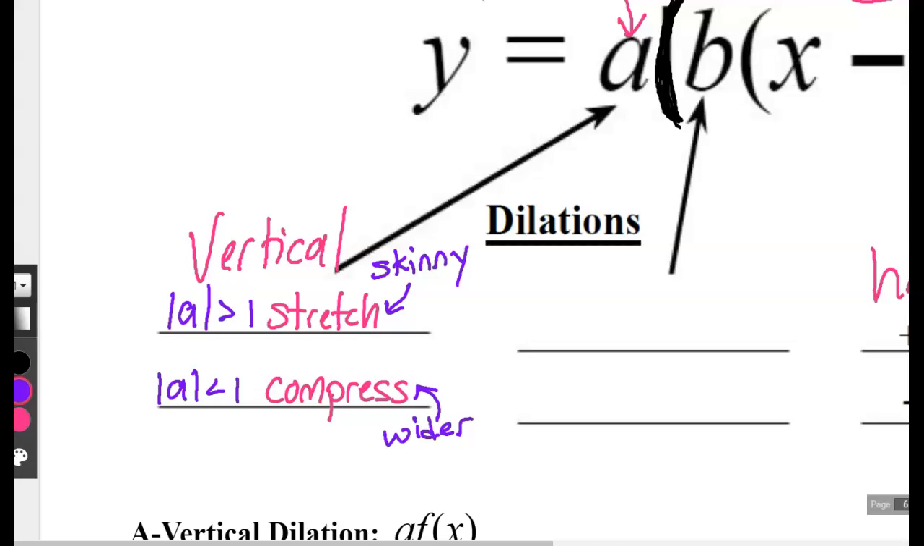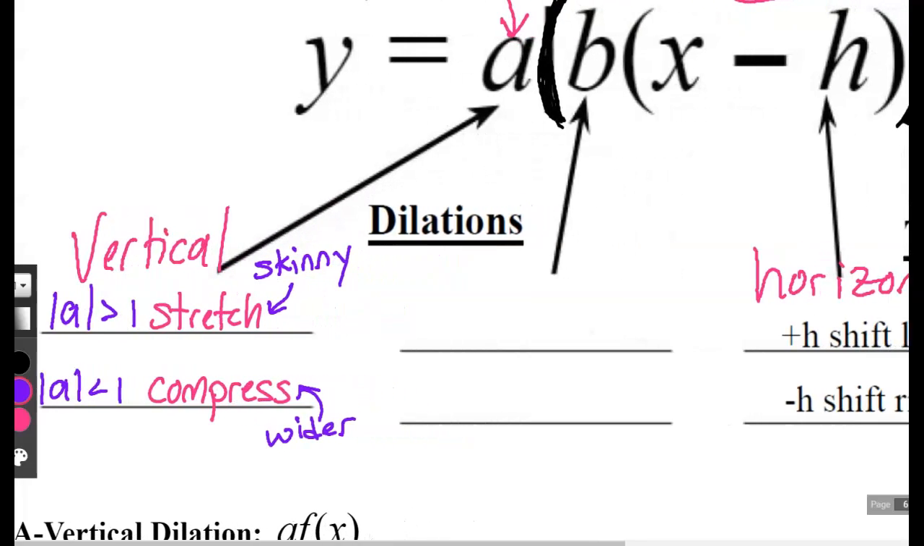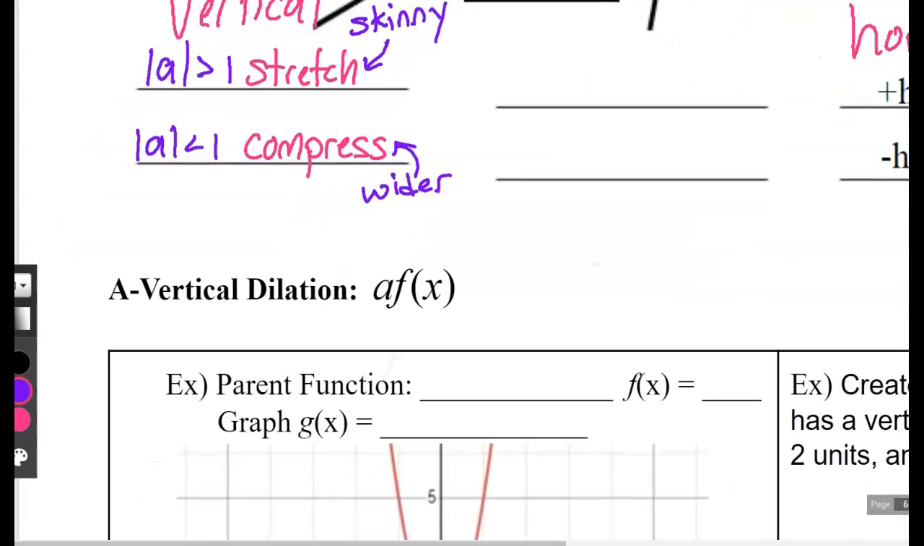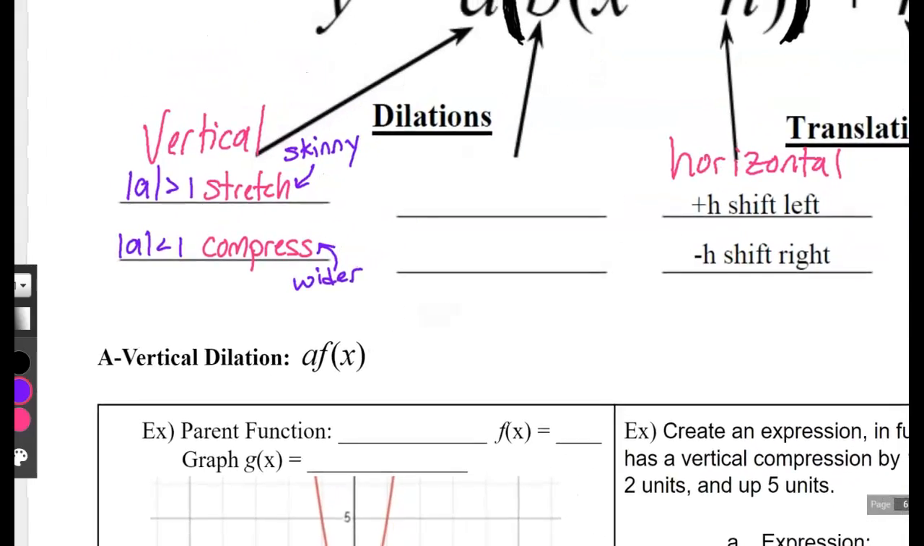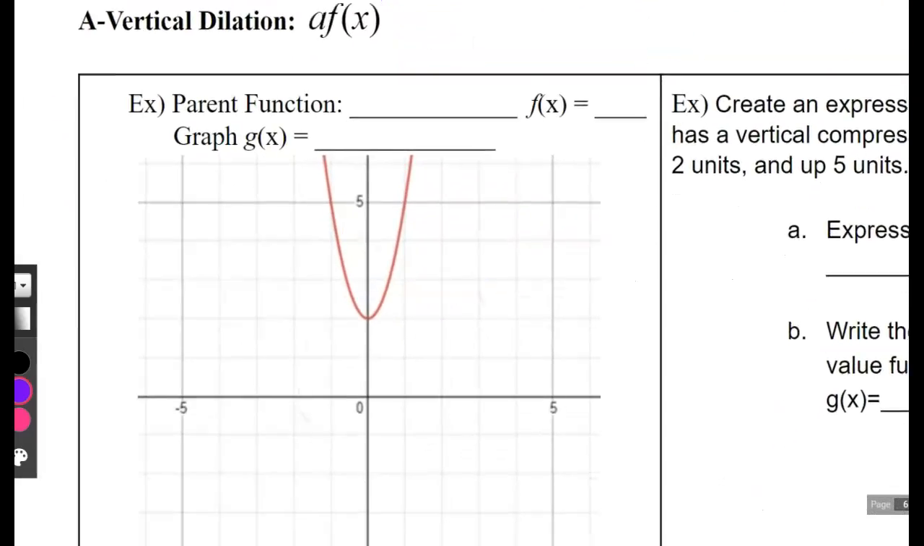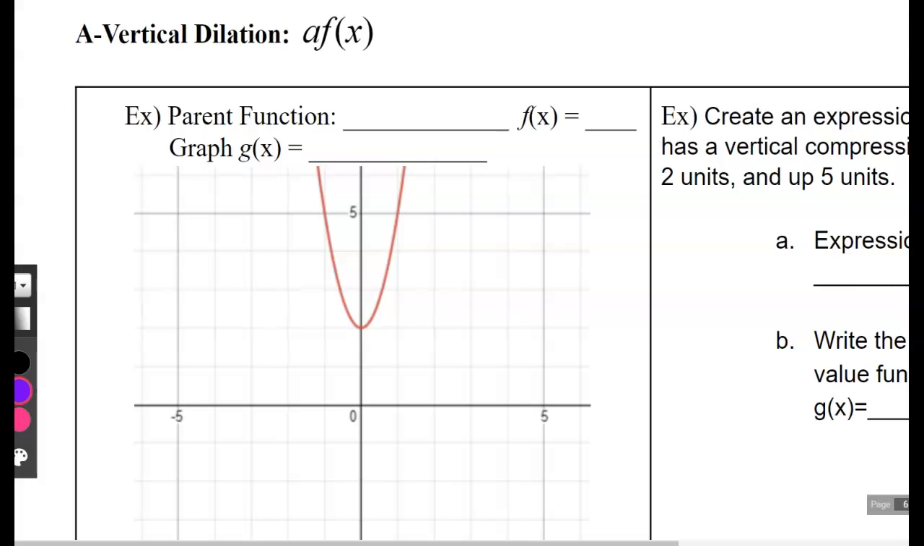Okay? So I want to make sure that you guys know negatives have nothing to do with the stretch or compress. If the number itself is bigger than 1, it's a stretch. If the number itself is less than 1, meaning 1/2, 1/3, 1/4, 2/3, it's a compression. Okay. Also, well, let's look at some examples of A first before I talk about B. So let's look at this graph right here for our vertical dilations.